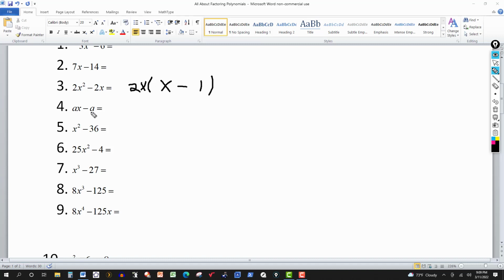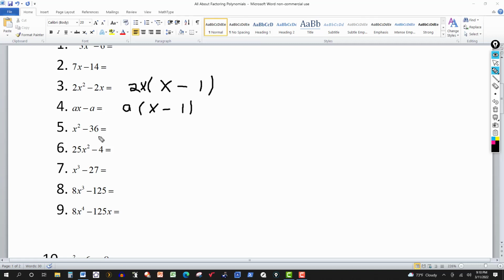ax minus a. What is that equal to in factored form? Well, you can see a is common to both. Take out the a. First term leaves me with an x. And then I got a minus. Take out the a, what's left? It's not 0. It's a 1, because 1 times a gives you a. That's the factorization for that one.